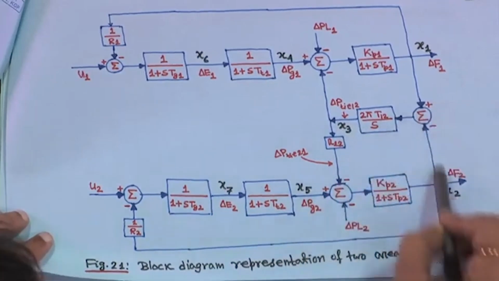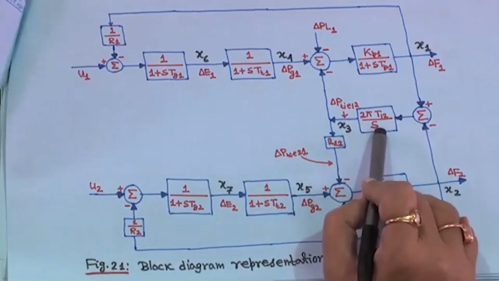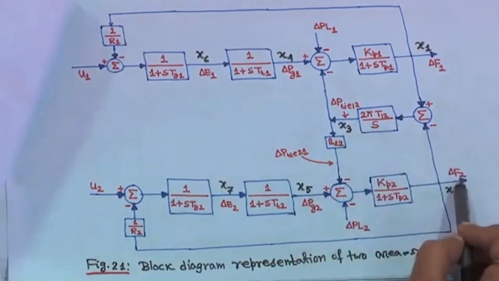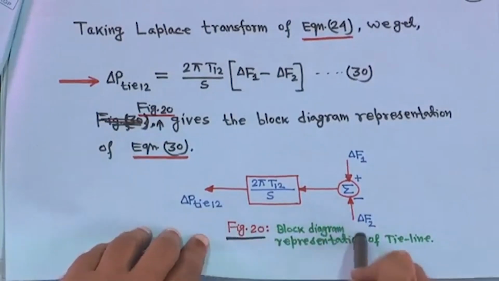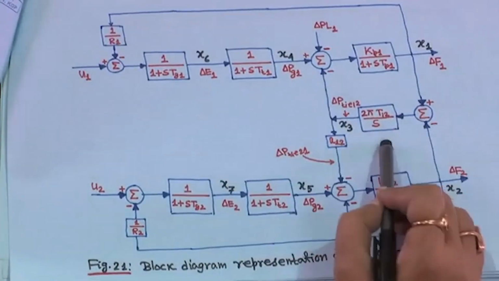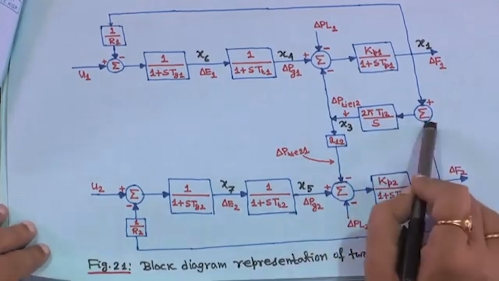And this is delta F2. So, just now we have seen delta P tie 12 is equal to 2 pi T12 upon S delta F1 minus delta F2, this one we have seen, delta P tie 12 is equal to this one. So, this is the block. So, delta P tie 12 is equal to 2 pi T12 upon S delta F1 minus delta F2.